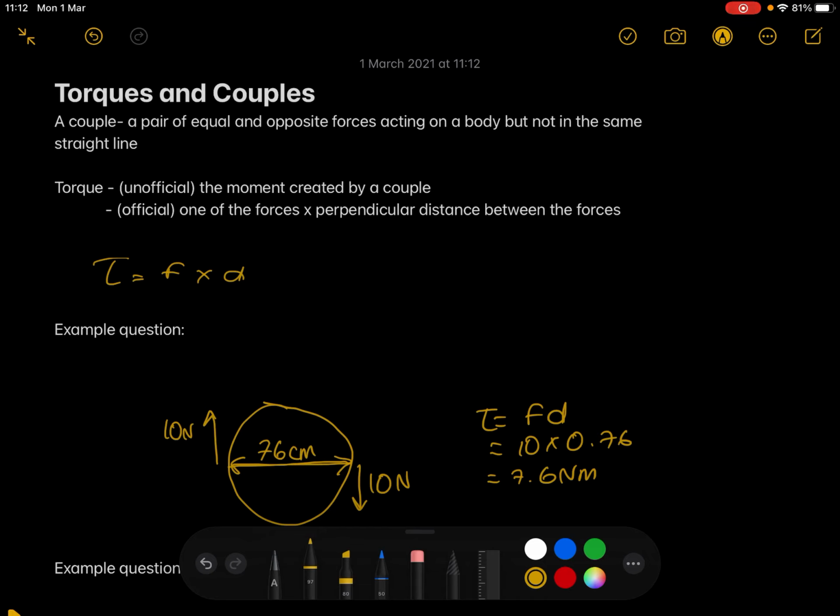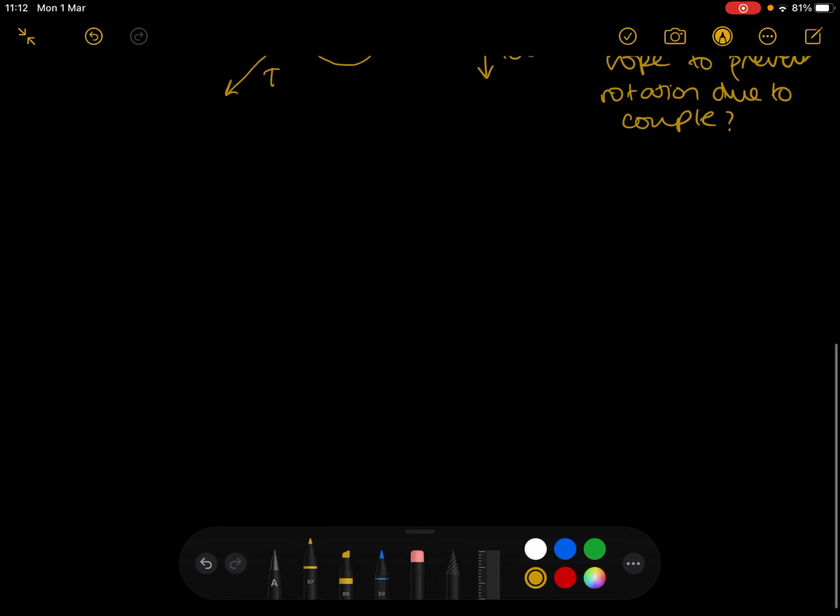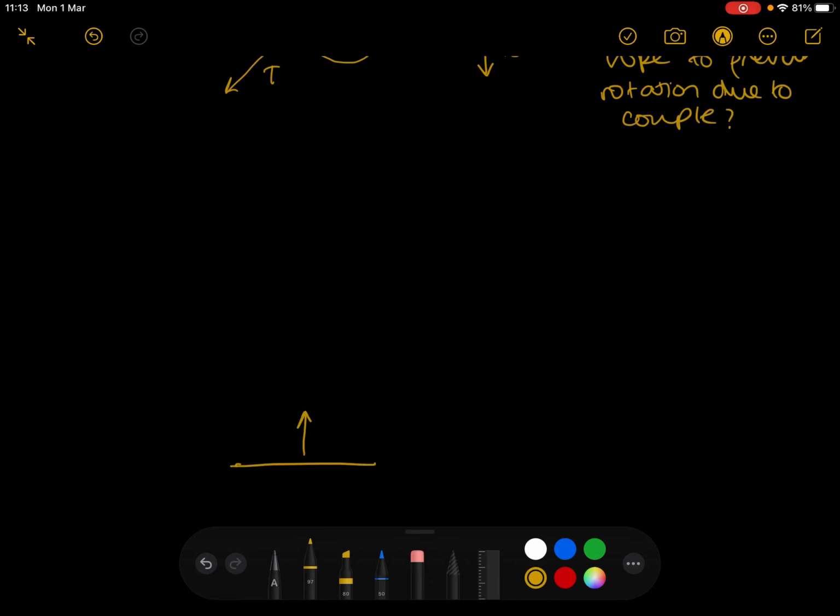A couple is a pair of equal and opposite forces acting on a body but not in the same straight line. Now what I mean by that is, if you had a straight line here and you had 10 newtons going up and 10 newtons going down at the same point, it would do nothing. That's not a couple. However, if you had 10 newtons going up here and 10 newtons going down there, that will cause a rotation. That is referred to as a couple. You've got equal and opposite forces, but they're not on the same line.